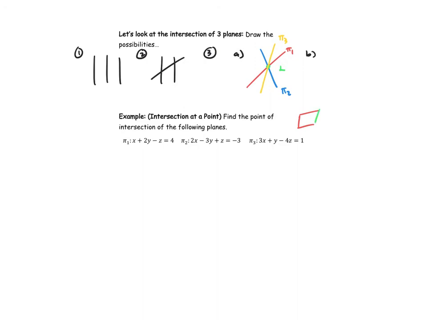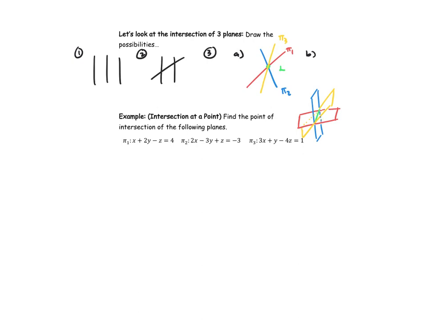I'm going to send pi 2 kind of up this way, right, and send them down this way. And I'm going to send pi 3 kind of out this way and down that way. Okay, so it's not perfect, but you can kind of see what's happening here, where these planes are intersecting at that green line.